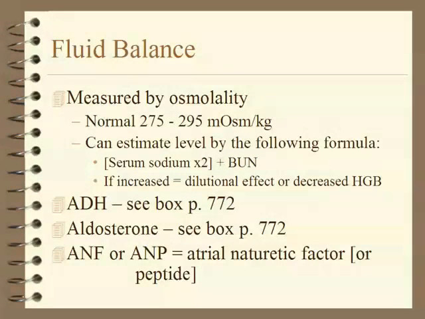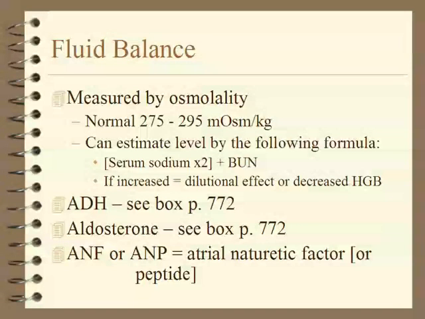Your fluid balance is measured by your osmolality. Your normal osmolality is 275 to 295 milliosmoles per kilogram. You can estimate this level by the following formula. You take your serum sodium and multiply it by 2, and then you add your BUN. If it is increased, it's a dilutional effect or a decrease in your hemoglobin.